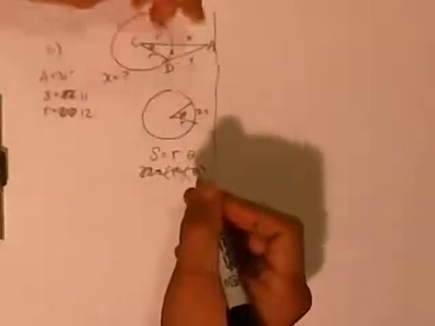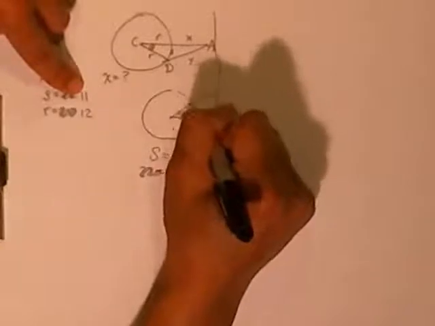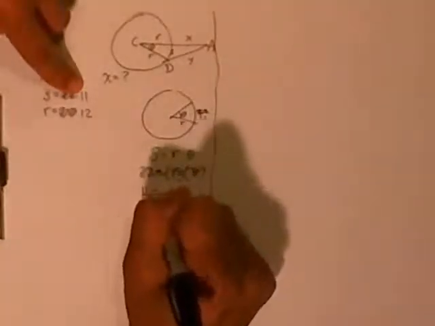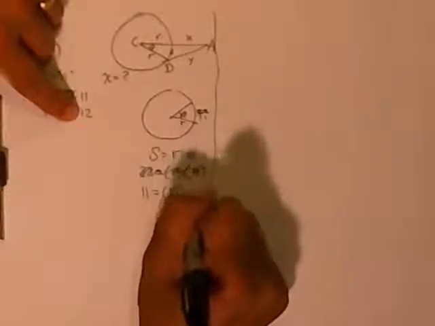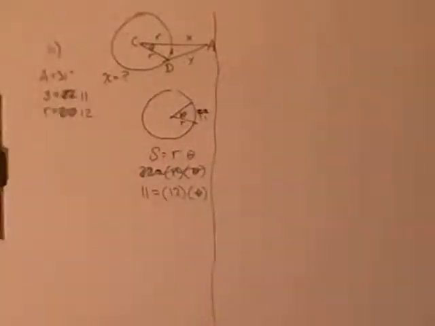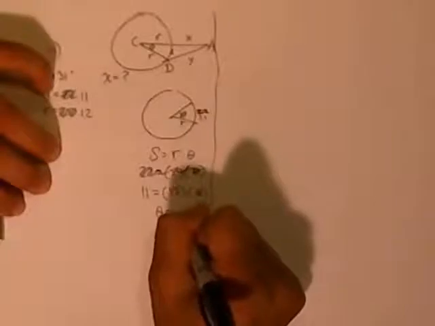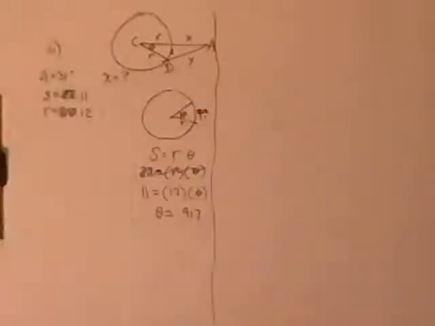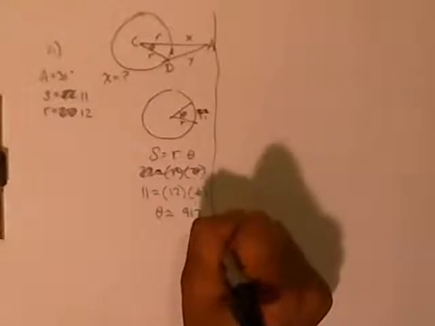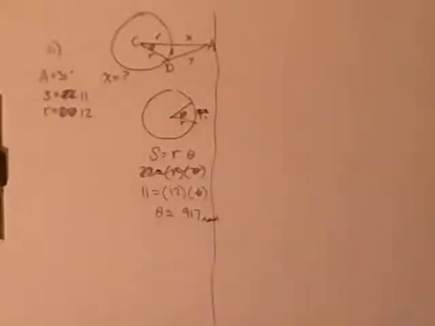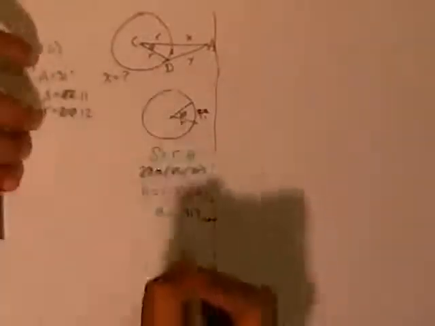So s is equal to 22. No, 11. I caught it again. 11 equals the radius, which is 12, times theta. So I'm going to do this on my calculator. 11 divided by 12, theta is approximately 0.917. I should change it into degrees. That's in radians. I multiply it by 180 divided by pi. 52.5 degrees, approximately 53 degrees.